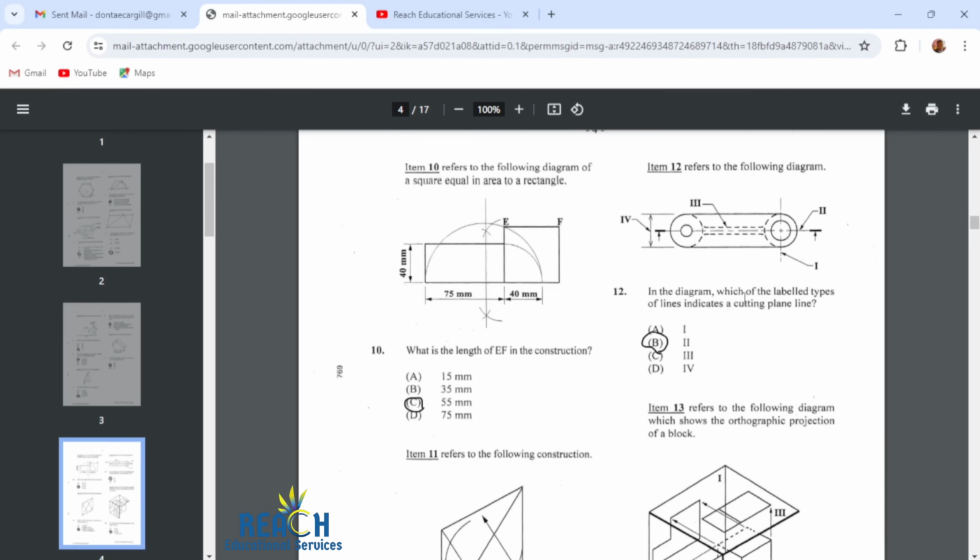Number 12. In the diagram, which of the labeled types of lines indicates a cutting plane line? That would be 2. That shows that cutting plane line.